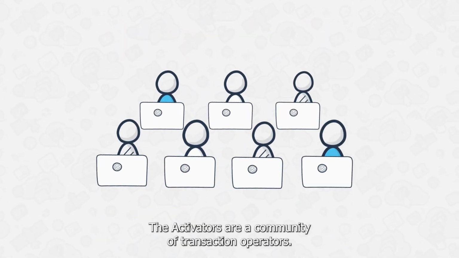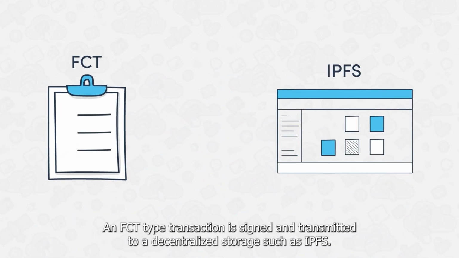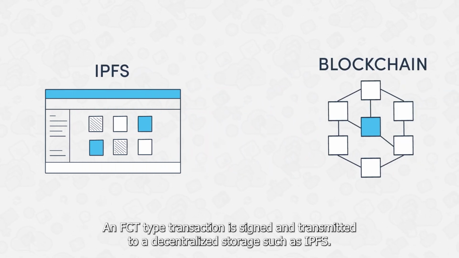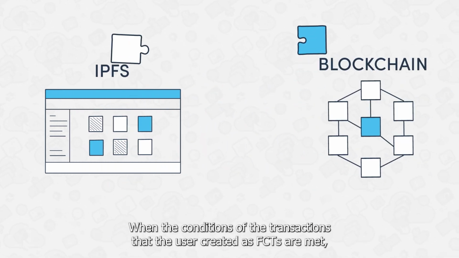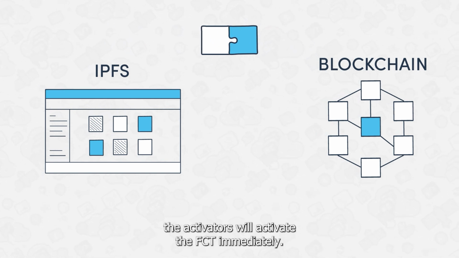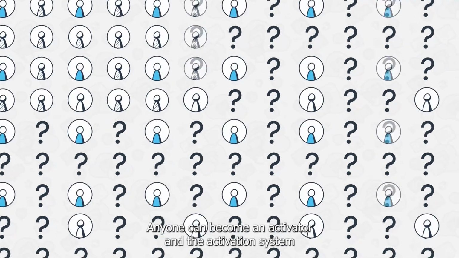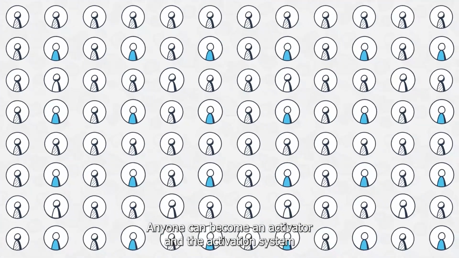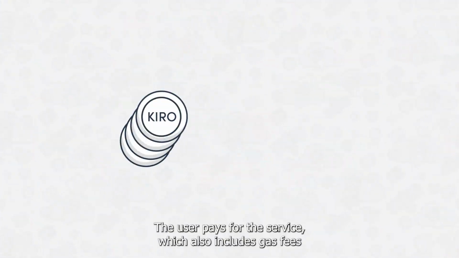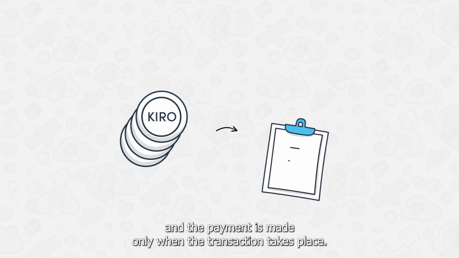Now we will explain how this whole system is decentralized. Activators. The activators are a community of transaction operators. An FCT-type transaction is signed and transmitted to a decentralized storage such as IPFS. When the conditions of the transactions that the user created as FCTs are met, the activators will activate the FCT immediately. Anyone can become an activator, and the activation system is based on a mechanism similar to a proof of stake. The user pays for the service, which also includes gas fees, and the payment is made only when the transaction takes place.